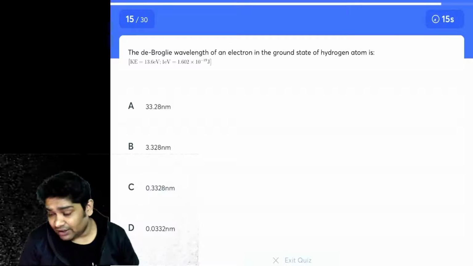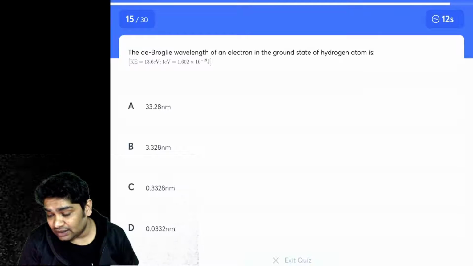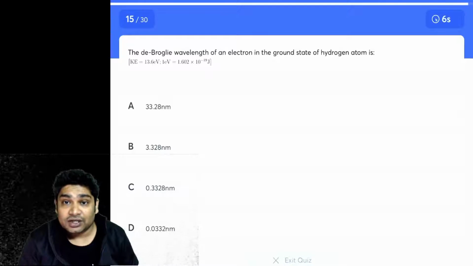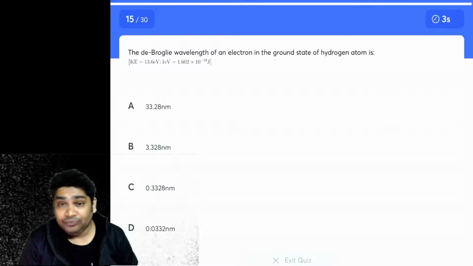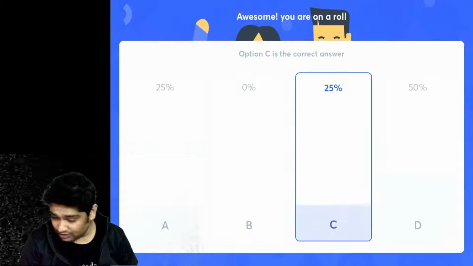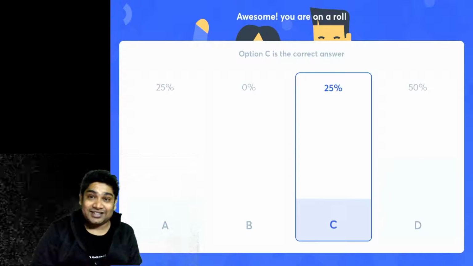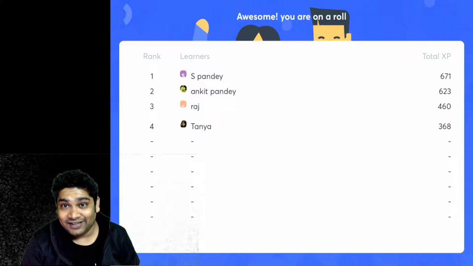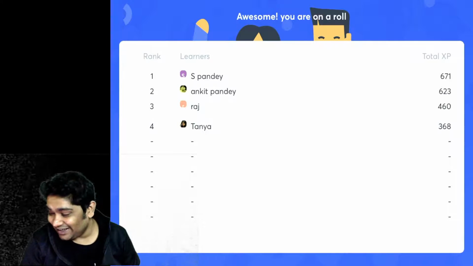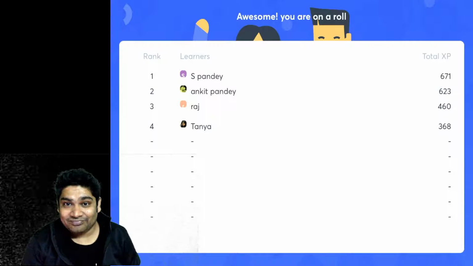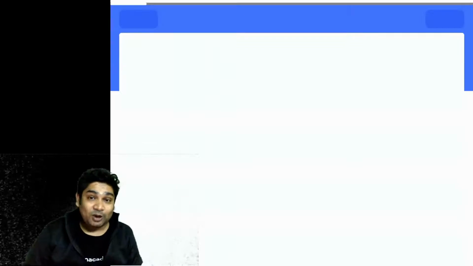Is it A, 33.28 nanometer? Is it B, 3.328 nanometer? Is it C, 0.3328 nanometer? Or is it D, 0.0332 nanometer? Let's see how you did. 25% of you got the right answer C, 25% of you thought A, and 50% thought D. Okay, never mind. There could be calculation mistakes, so be very careful about your calculations in modern physics.